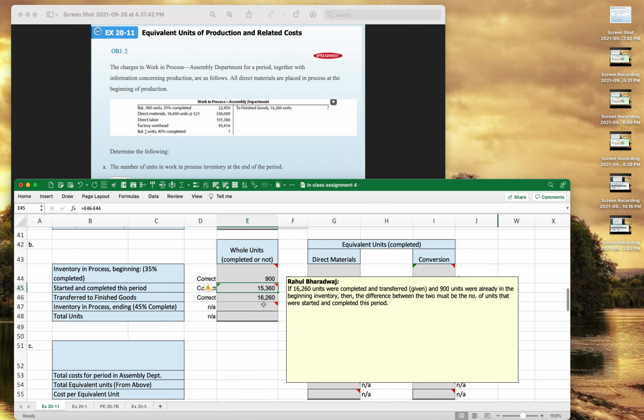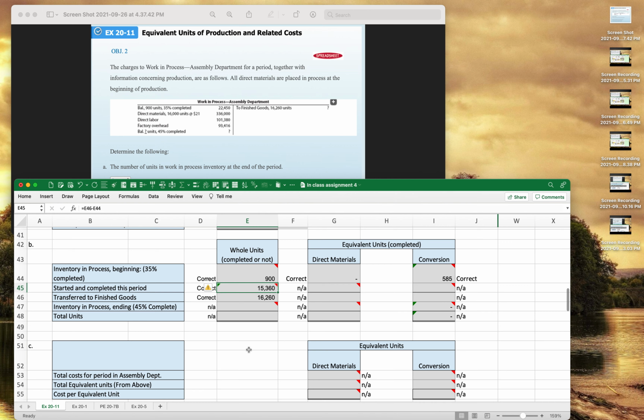If we started and completed 15,360 units this period, how much direct material would have been added? Again, we add all direct material at the beginning of the period. So if these items were started at the beginning of the period, then all of these units needed direct material. What about conversion cost? Yep, same thing. They would have needed conversion costs as well, right, to complete them.